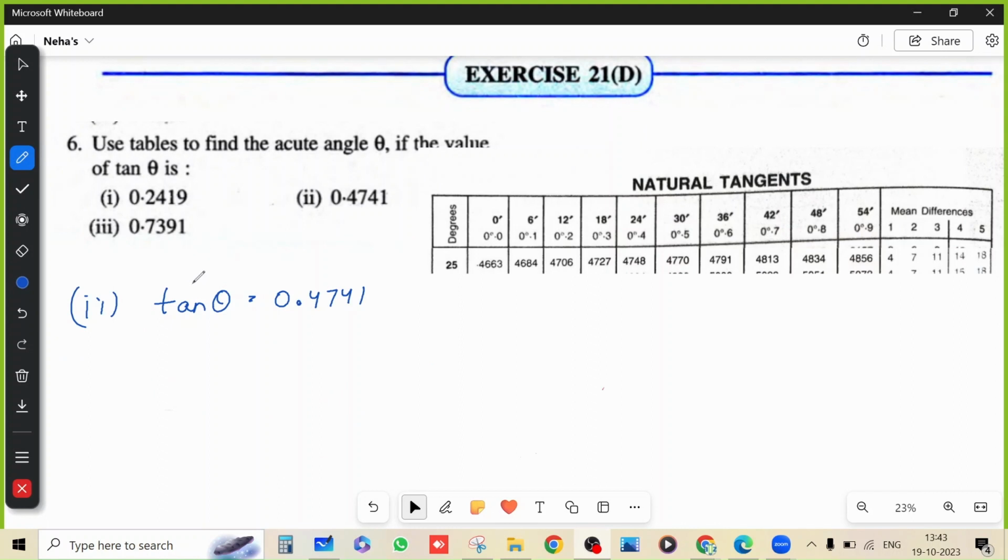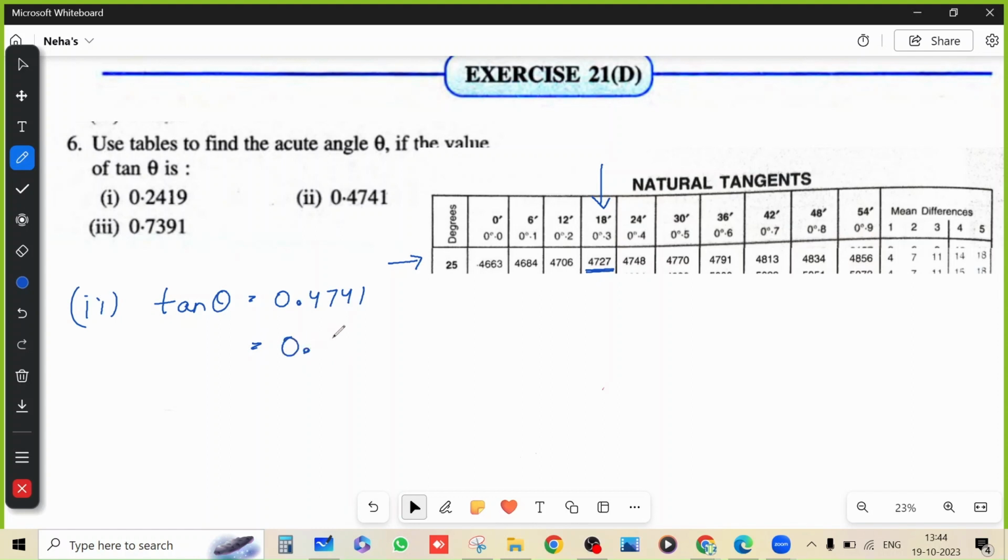The next question is tan theta is given as 0.4741. Here, if you will check the 25 degree row, the value here is lesser than 0.4741 and the value in 26 degree row is greater than this. We will utilize the values given in 25 degree row. So here we will try to get the value that is closest to it. So this is in the 18-minute column. We will never find a value that is greater than this in any of the case. We will use this value.